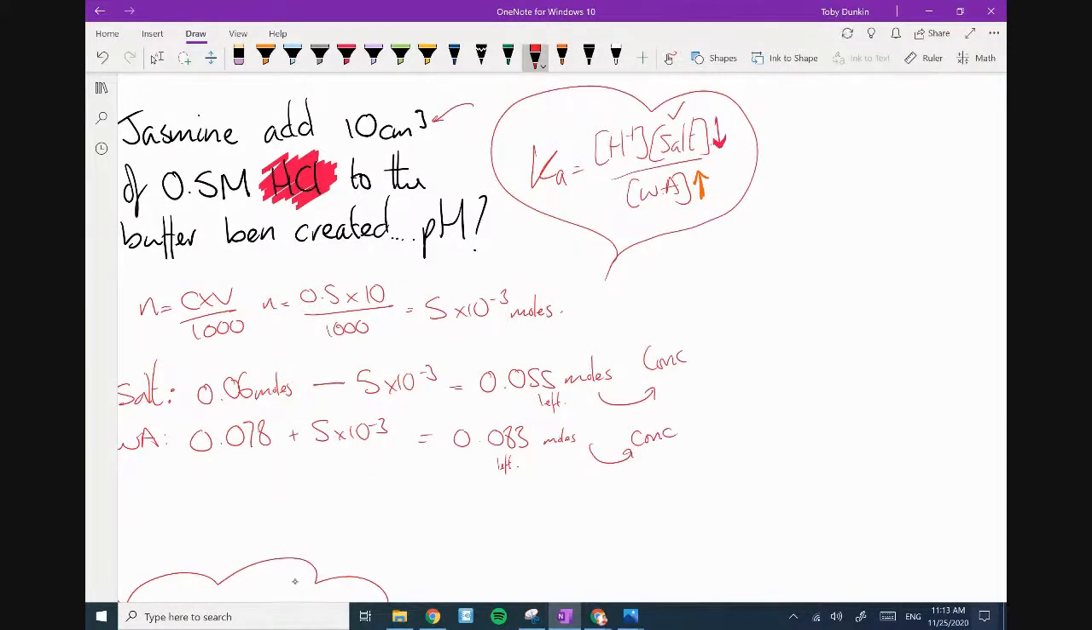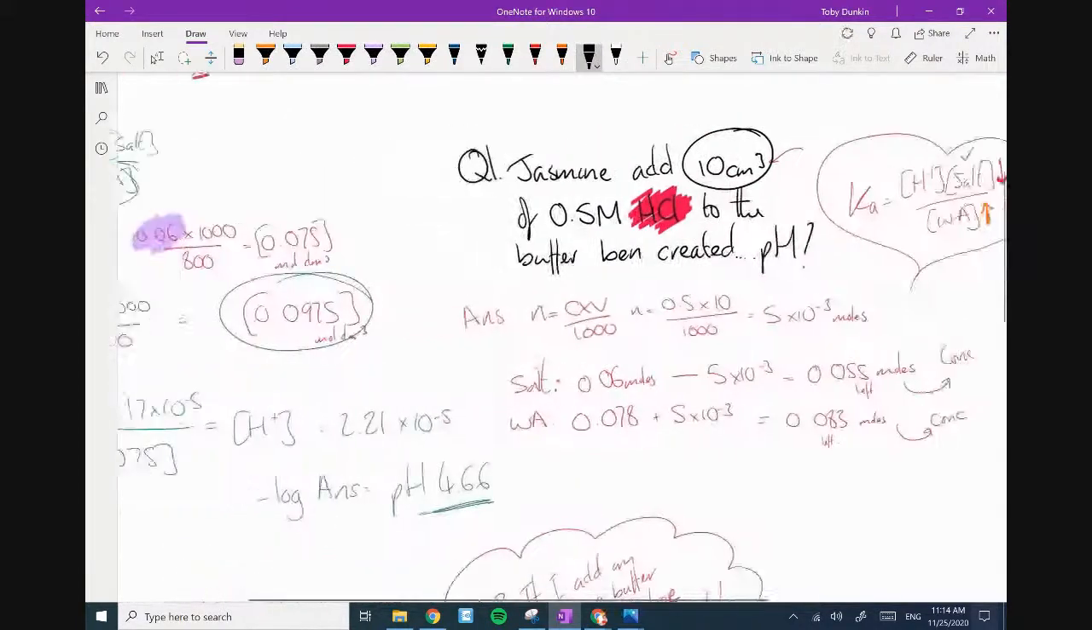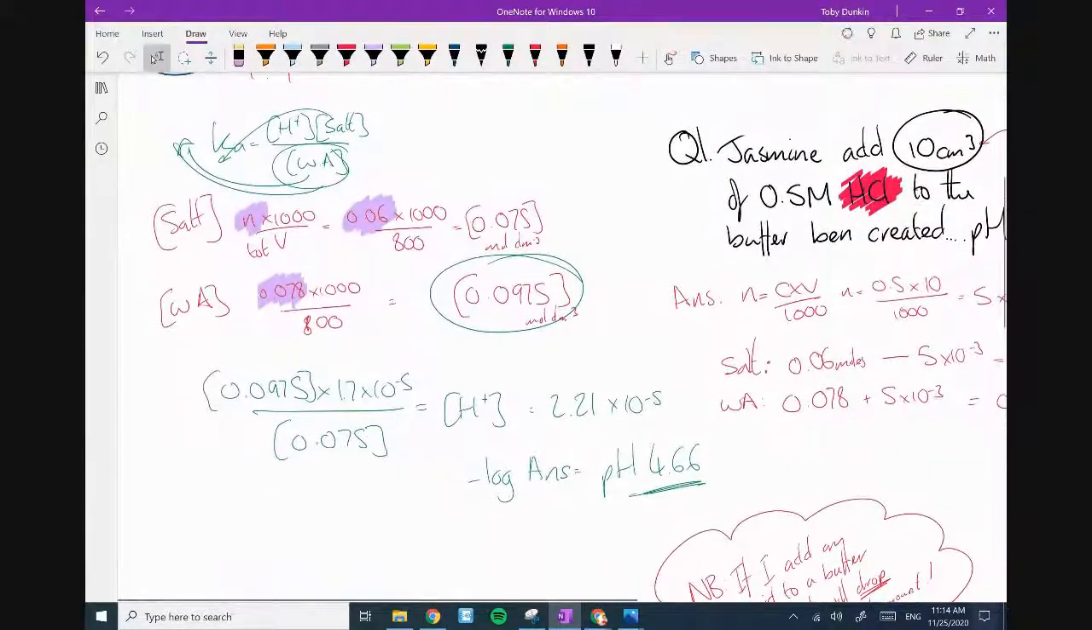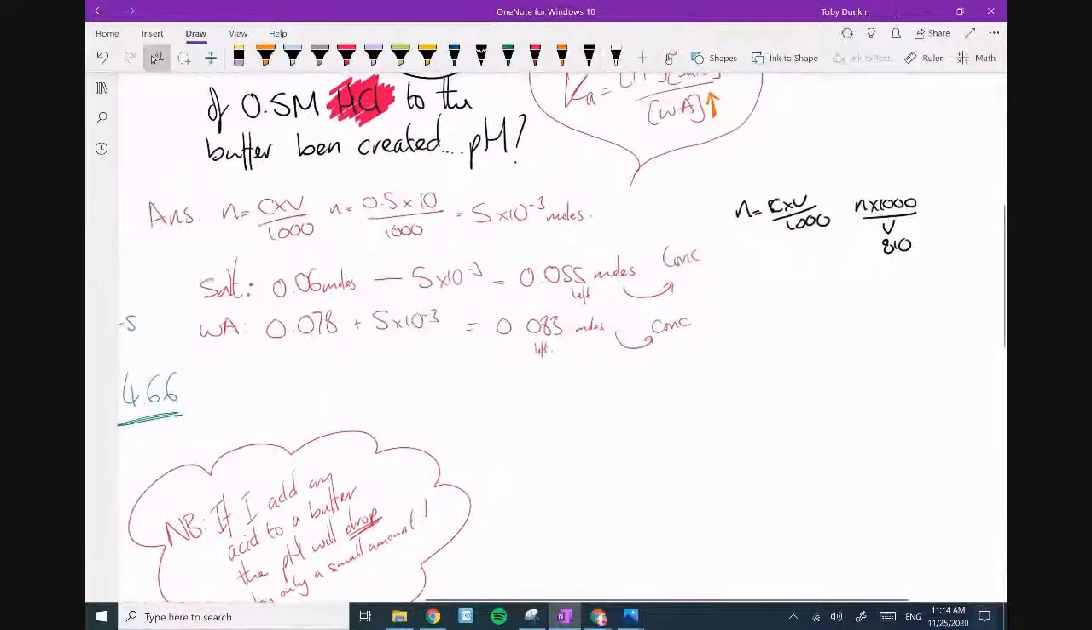Yeah, so I'm going to reorganize my equation. We know it is number of moles equals C times V over 1,000. I'm now after concentration, reorganize. Moles times 1,000 over the new total V, which is 1,010. She added 10. No, it's not 1,010. It's 810. We had 800 centimeters cubed of the buffer. We now have a new volume because she added 10 centimeters cubed of acid.